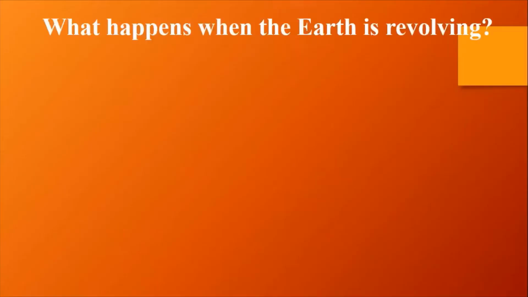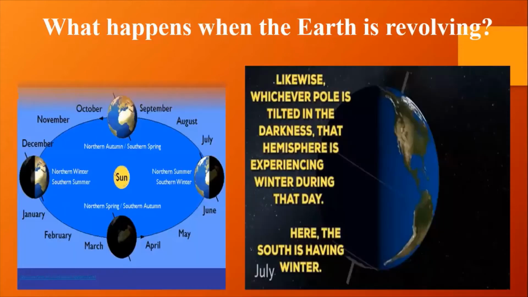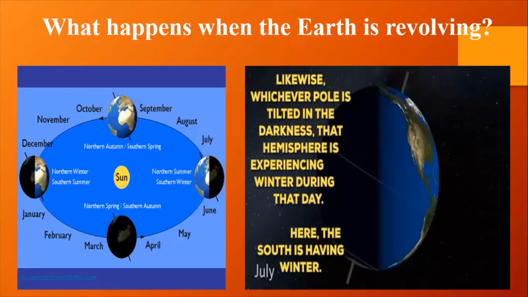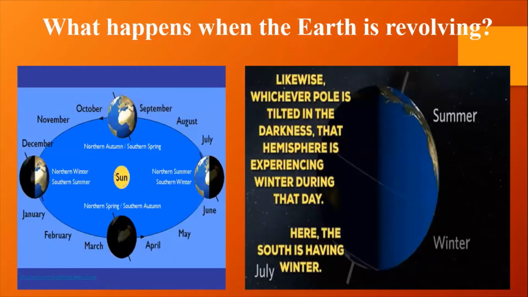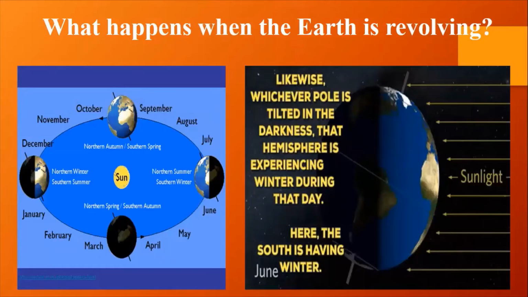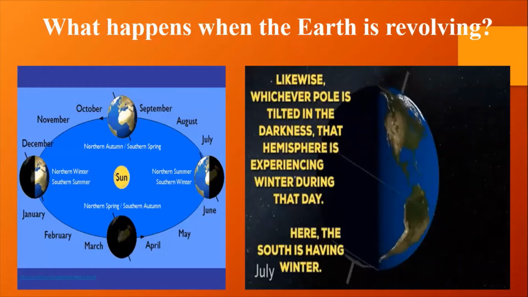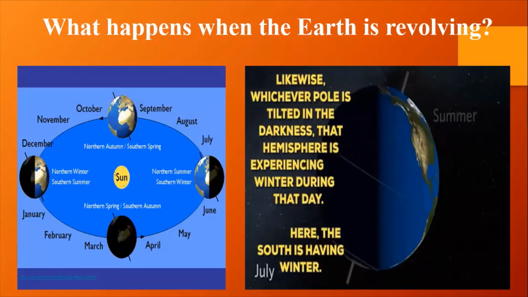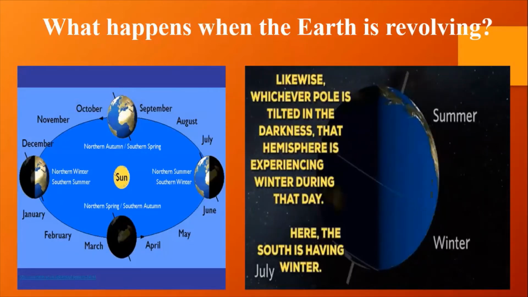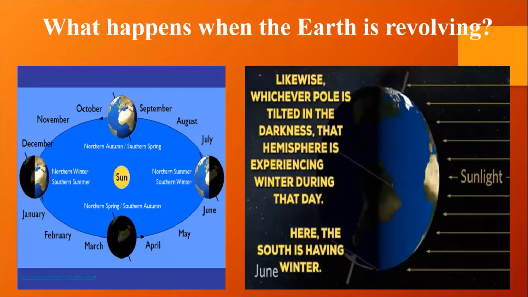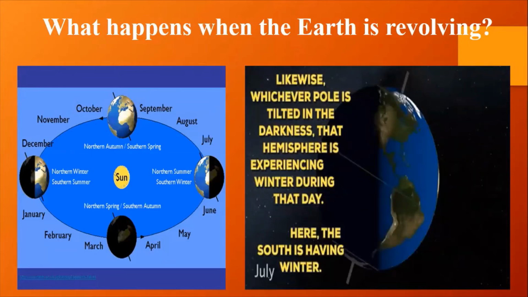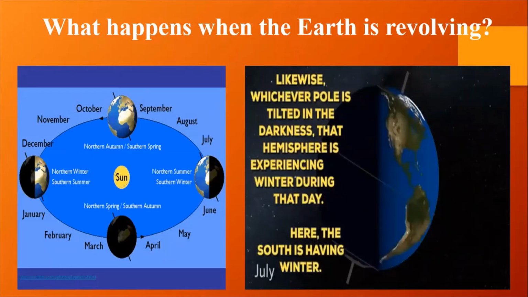Then what is happening when the earth is revolving? Children, as we already learned in the last week class, our earth is tilted. So the part of the earth that is facing the sun while the earth is moving on its orbit around the sun is having their summer and the opposite part is having their winters.